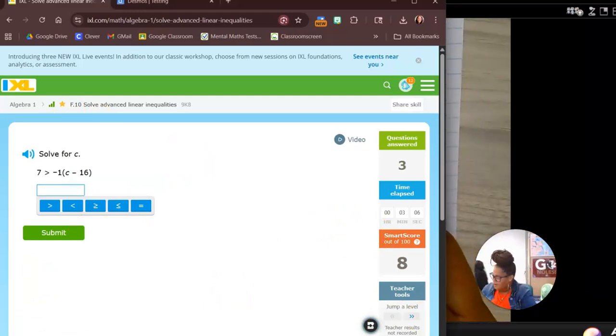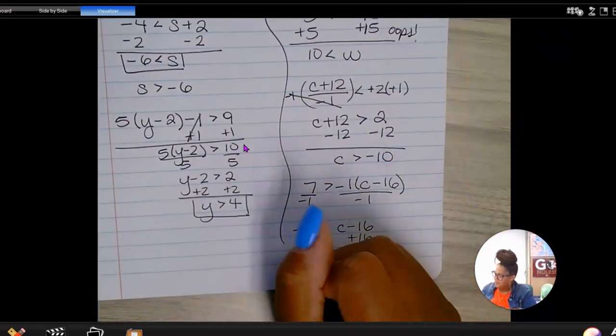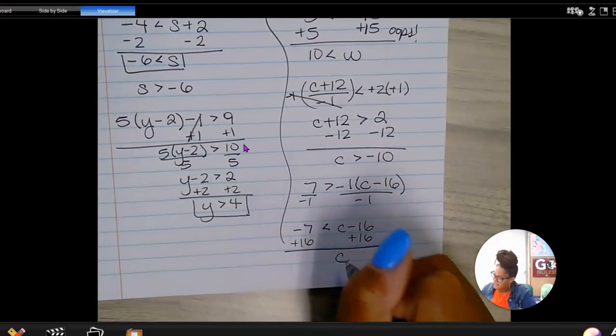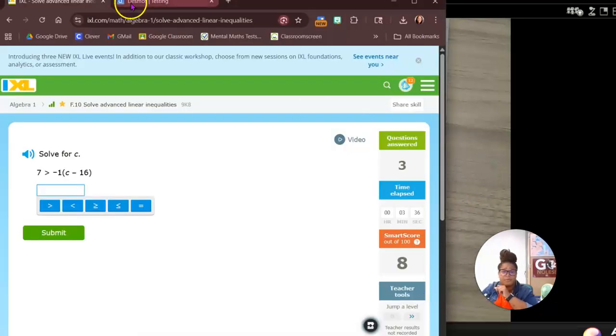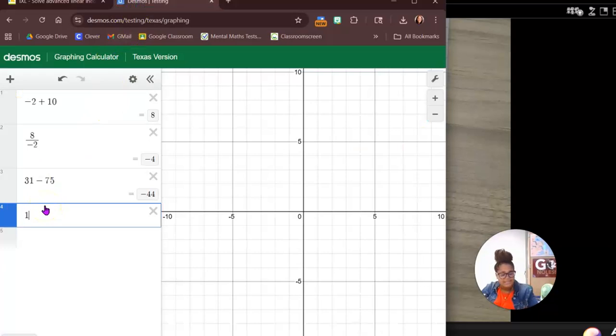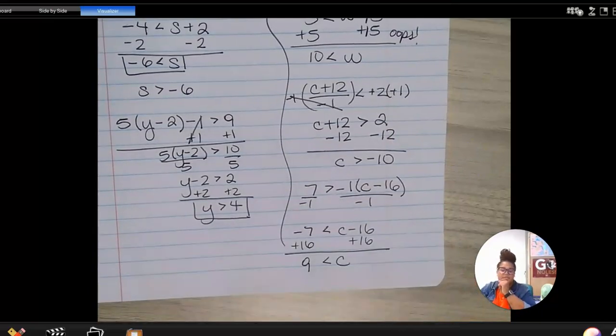7 greater than negative 1 times (c minus 16). Divide by negative 1, divide by negative 1. Third time's a charm, y'all. Negative 7. Flip the sign. C minus 16 plus 16. You can't see what I'm doing. Plus 16. C is greater than 16 minus 7, which should be 9. Let me double check because I can't be too sure. I've already messed up 37 times. 16 minus 7. 9.